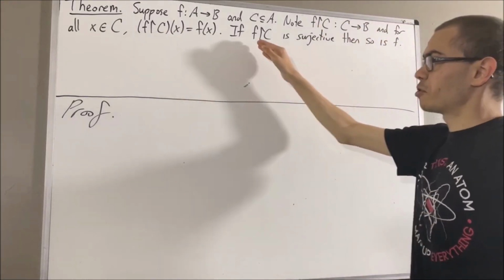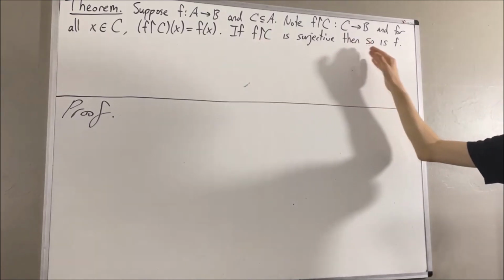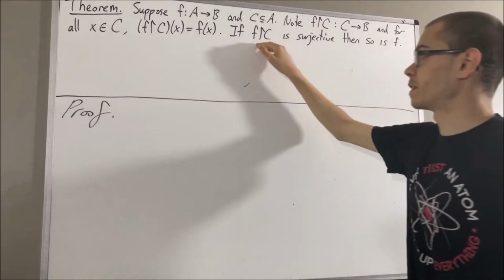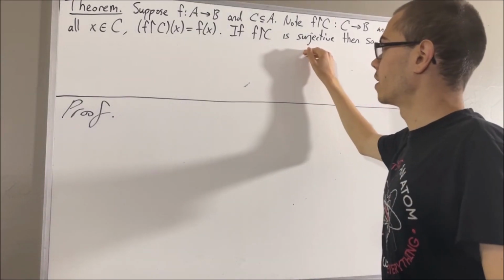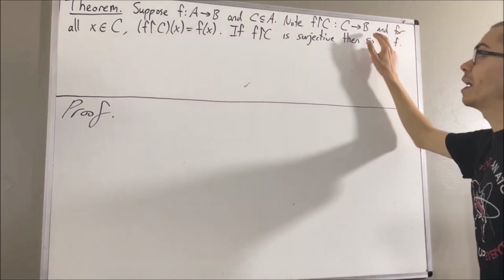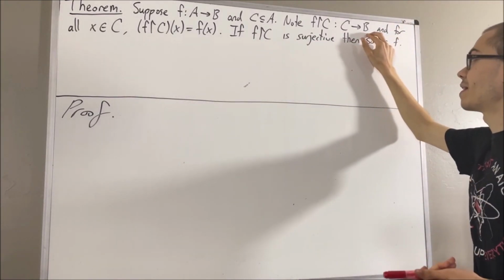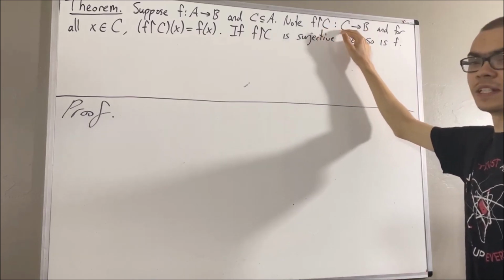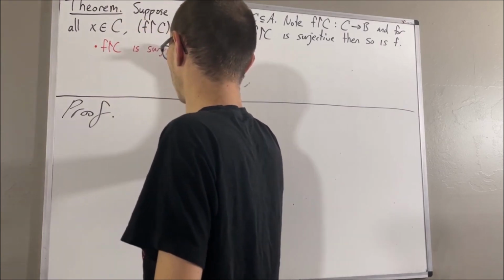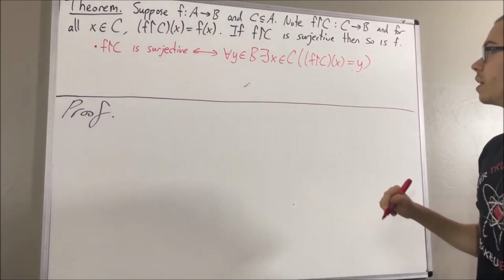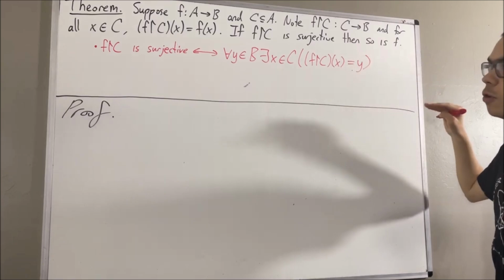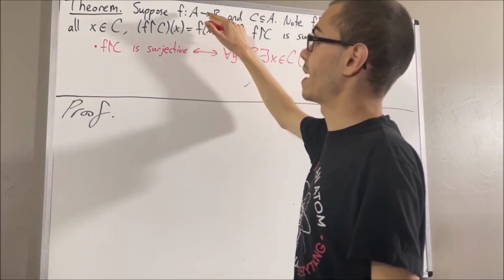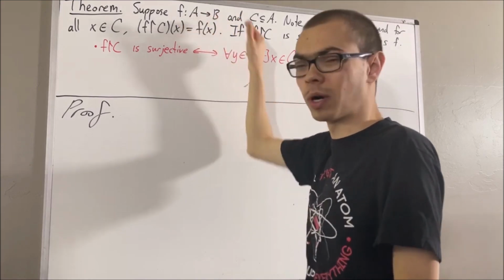Well, if the restriction of f to C is surjective, then so is f. Now, when we say the restriction of f to C is surjective, what we mean is, for every element y in B, there exists an element x in C such that the restriction of f to C evaluated at x is equal to y. And when we say f is surjective, we mean that for every element y in B, there exists an element x in A such that f of x is equal to y.